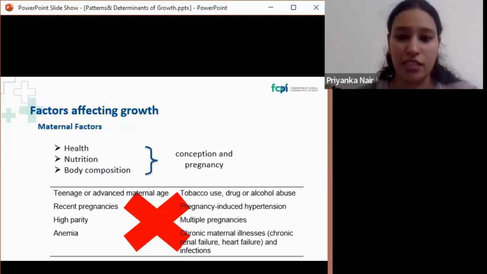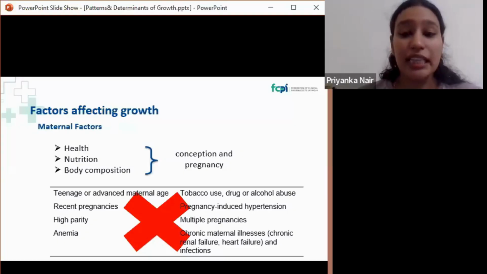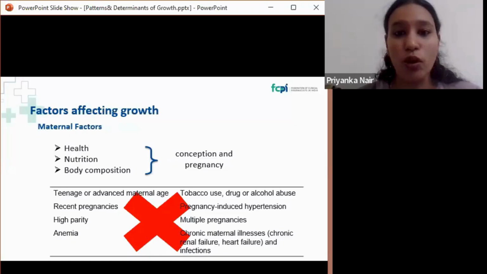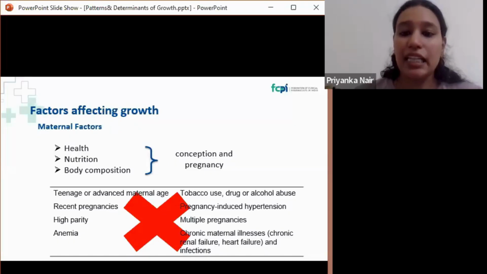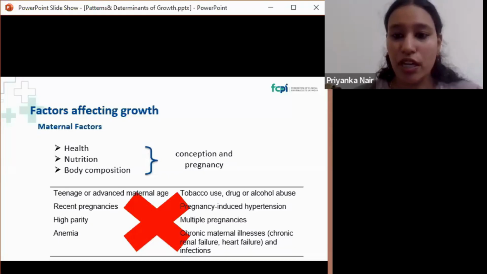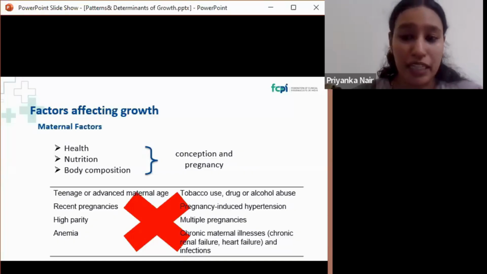Then we have the maternal factors, that is mother's health, nutrition, and body composition at the time of conception and throughout pregnancy. We see that there are factors that adversely affect growth. That is teenage or advanced maternal age, recent pregnancies, high parity, anemia, tobacco use or drug use, pregnancy-induced hypertension that is termed as preeclampsia, multiple pregnancy and chronic maternal illnesses. All these factors adversely affect the growing fetus's growth.